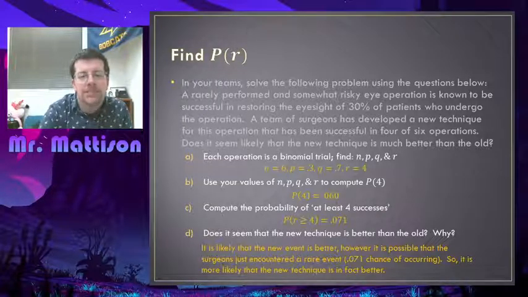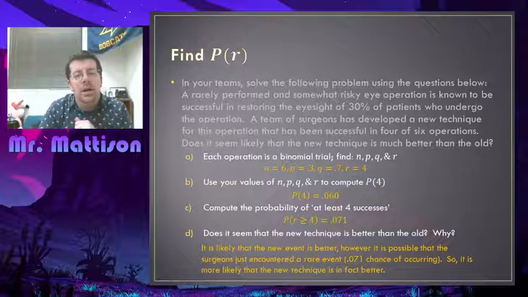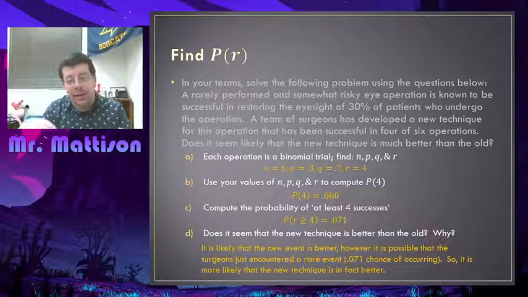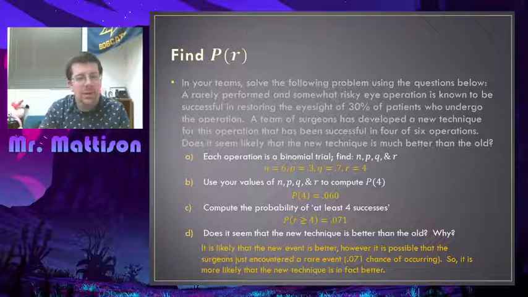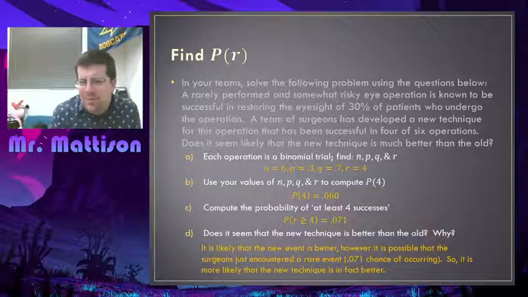So our n, our number of times we're going to be running this, is 6 because we have 6 people in our trial. Our probability of a success, if we're using the old metric, is going to be 0.3, right? And then 0.7 for a failure here. And then we have 4 people that were successful. So this feels a bit weird, right?